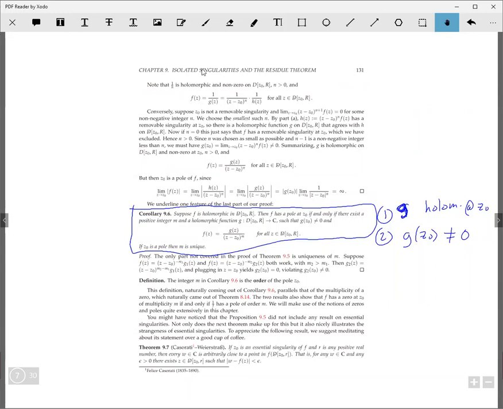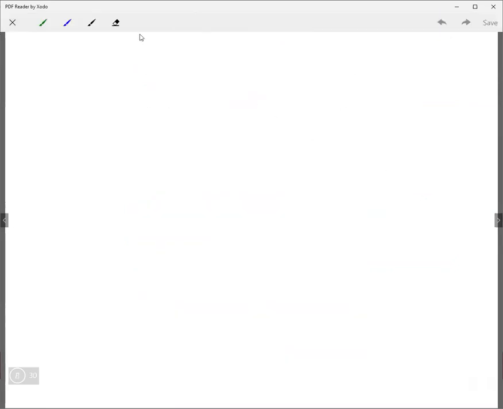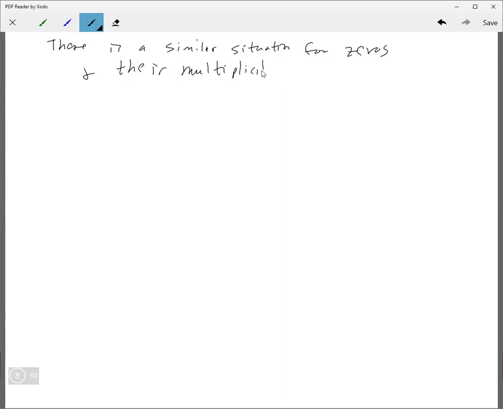Now, I will say one thing right here, okay, there is a similar situation for zeros and their multiplicities. Namely, if you have a function that's 0 at a particular point, then you'll be able to factor that out.